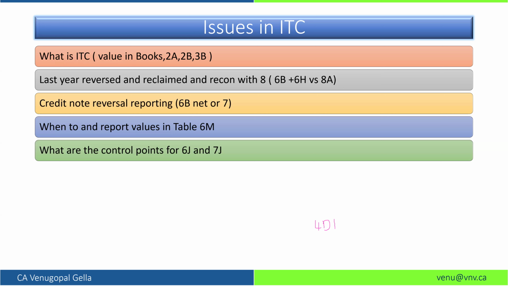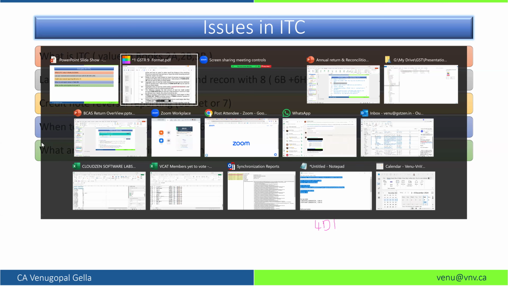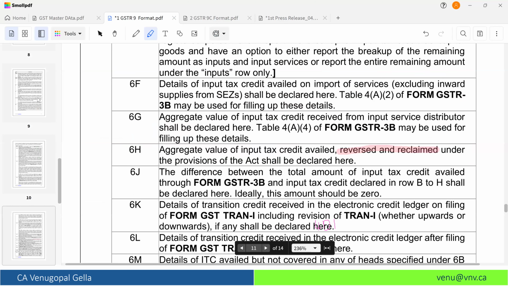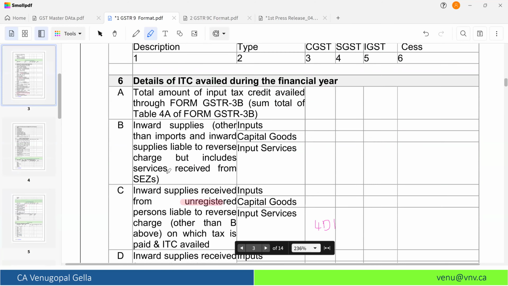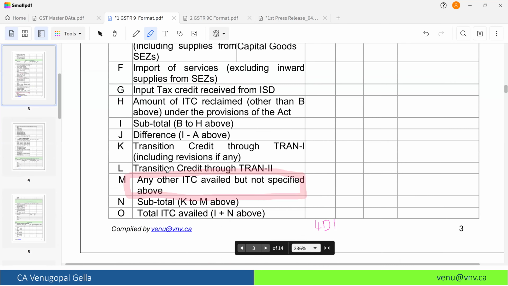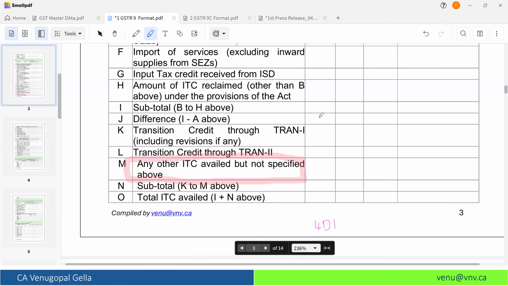Okay. Just what are the control points for 6J and 7J? This one has to ensure your 6J should always be a 0. If this is not a 0, it is something that you need to be worried about.